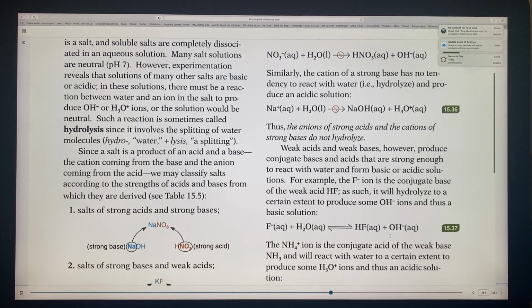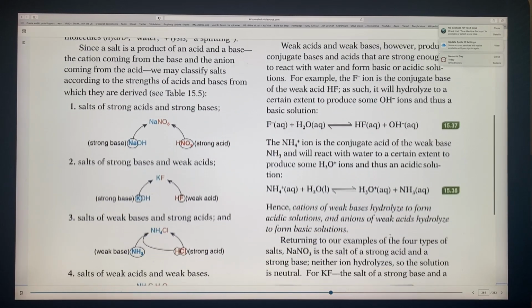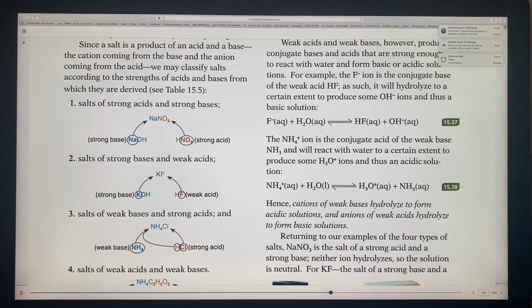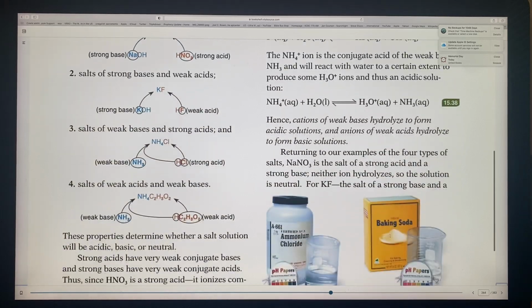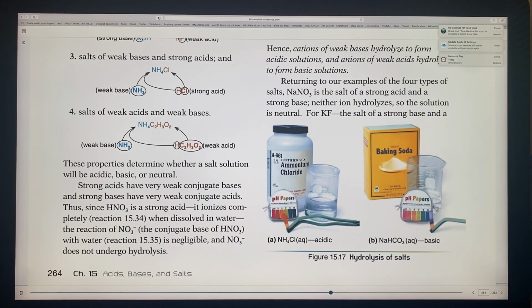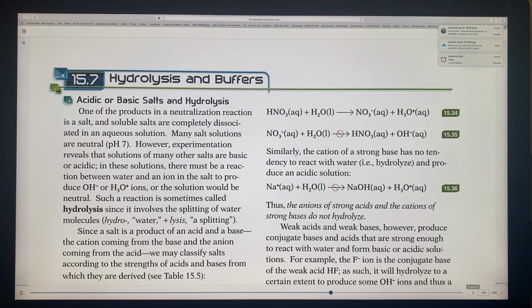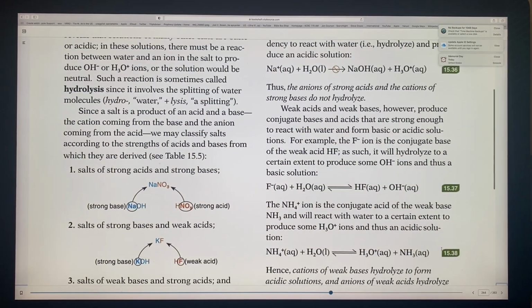And of course, since the salt is a product of the acid and base, here we have the salts of strong acids and strong bases. We're going to examine these salts. There's a table here, table 15.5. Let's see, where's that table? Let's go back. Many classify salts according to the strengths of acids and bases.